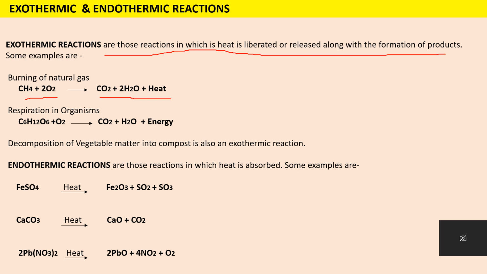Basically, all fuels on ignition produce heat, and that is why they are used as fuels. The second example is respiration in organisms. In this, the carbohydrate or glucose molecules, when combined with oxygen, produce carbon dioxide, water, and energy. This energy is utilized by organisms for various activities. The third example is decomposition of vegetable matter into compost. This again is an exothermic reaction.